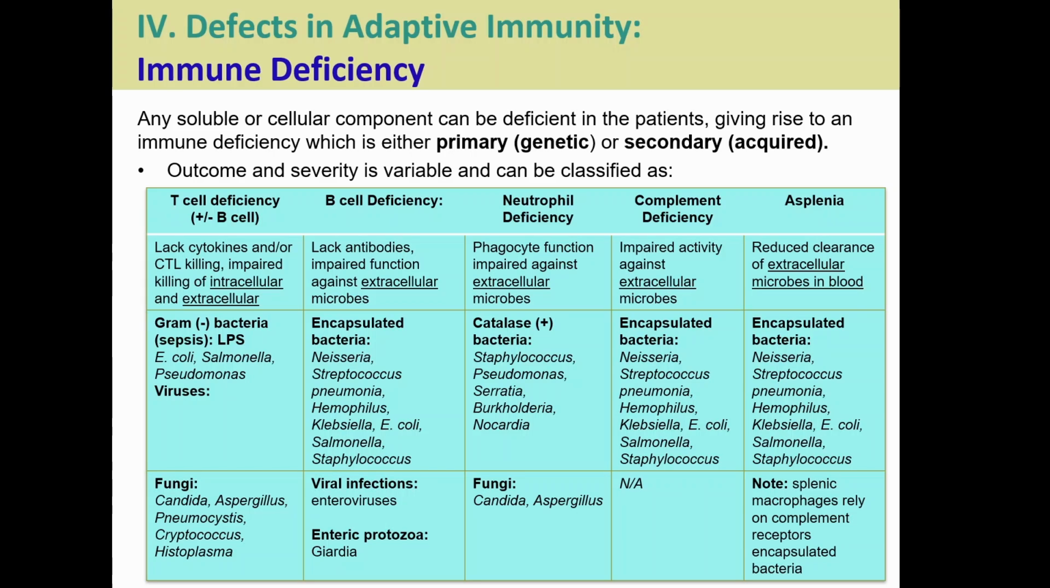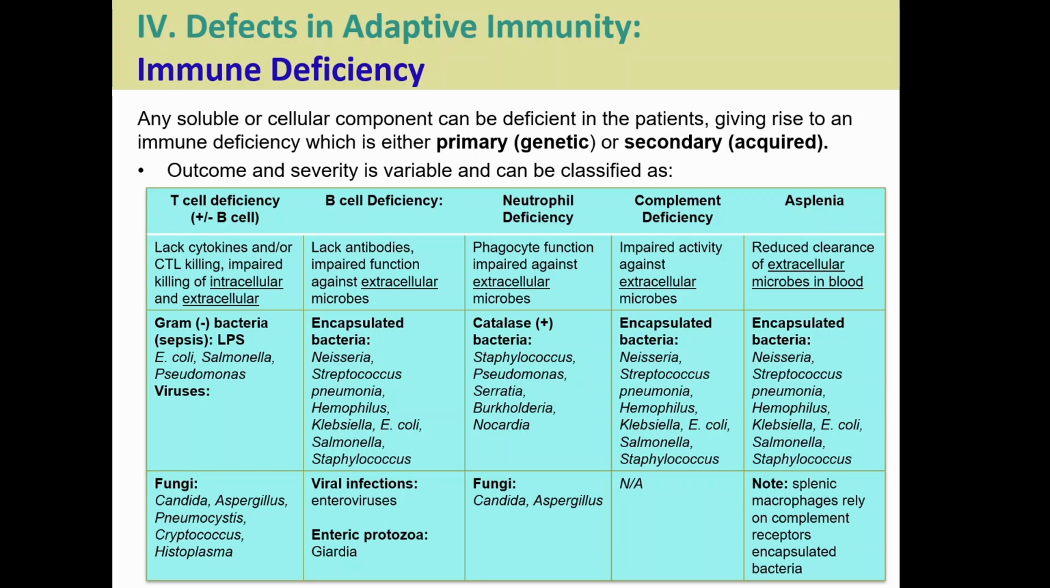This can be genetic or it can be acquired. So genetic, you're born with it. There is a problem in your genetic code that leads you to not be able to produce that protein, that cell, whatever, in a functioning way. Or secondary, acquired. This means you've caught something that is going to lower your ability to mount an immune defense. So let's talk about some of the different ones.